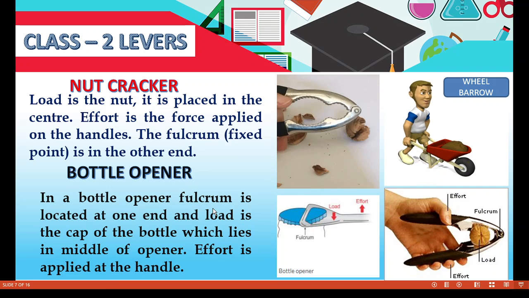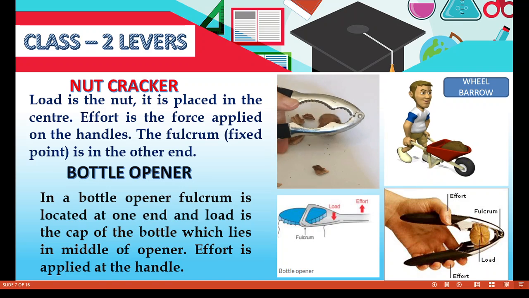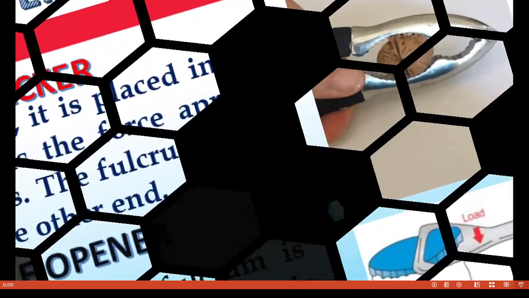In a bottle opener, the fulcrum is located at one end and the load is the cap of the bottle, which lies in the middle of the opener. Here the load is nothing but the cap of the bottle and it lies in the middle of the opener. The effort is applied at the handle, opposite to the direction of the load. So that's all about the class 2 levers.